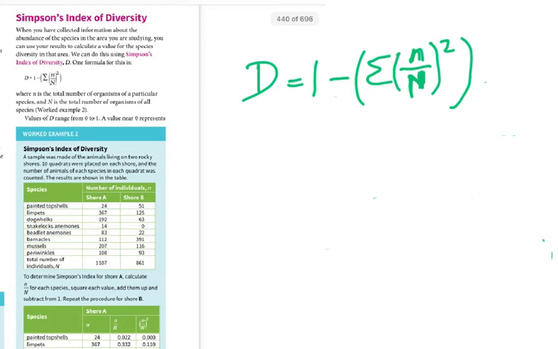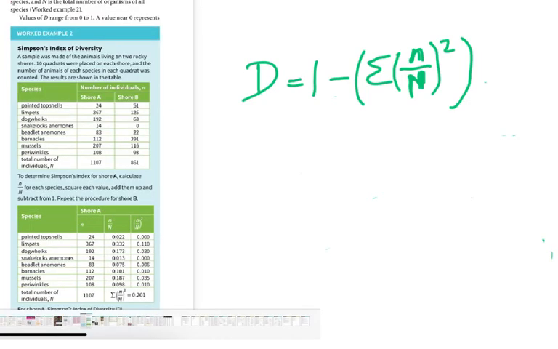Okay, so now let's look at this worked example. We've got shore A and shore B. In shore A, the painted top shells were 24. In shore B, they were 51. The limpets were 367 and 125. Dog whelks were 192, and in shore B they were 63. Then snake locks were 14 and 0. Then anemones were 83 and 22. Barnacles were 112 and 391. And mussels were 207 and 116. And periwinkles were 108 and 93.